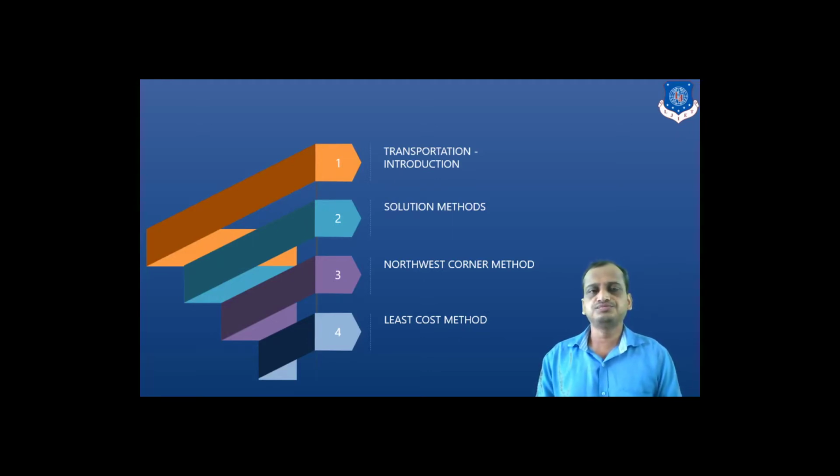Specifically, there are three methods mainly to arrive at the solution. Specifically we will look into two methods. First is the northwest corner method and the second one is the least cost method. So we will look in detail at these two methods.